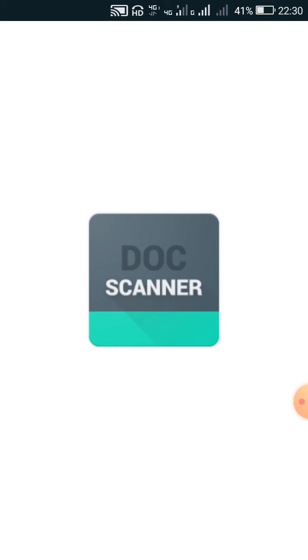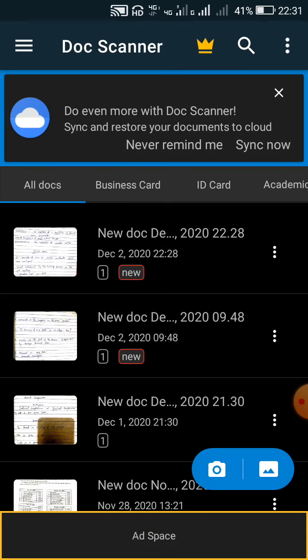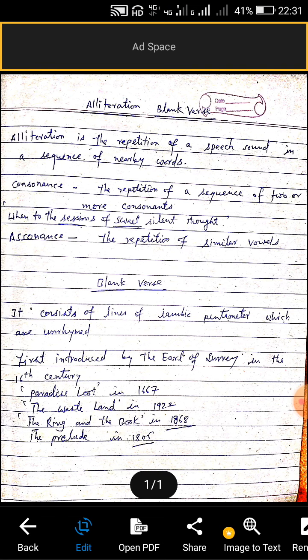Today, we are going to take alliteration and blank verse. These are literary terms which cover the fifth unit of the syllabus prescribed for BA Part First in Kota University. Let us begin.